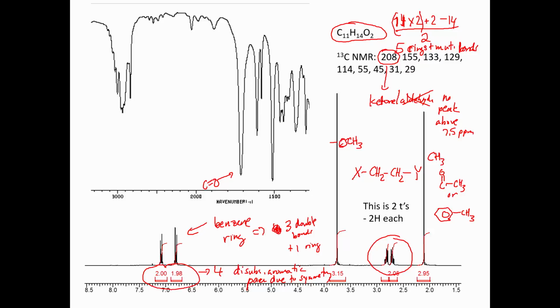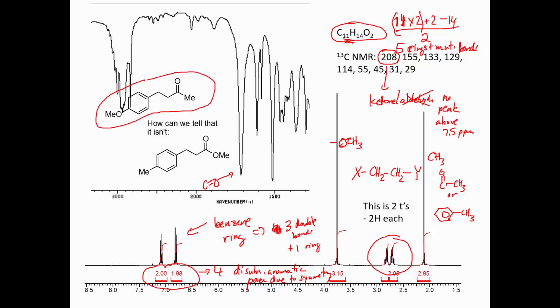All right, so there's a lot of evidence of symmetry. There's 11 carbons, but when we count carbons in the C13 NMR, 1, 2, 3, 4, 5, 6, 7, 8, 9, there's only 9, so there's got to be some symmetry in this molecule. So it's a para-substituted aromatic. It's got two CH2 groups adjacent to each other on its side chain. It's got an OCH3 and a CH3. When we assemble these, this is the only structure that fits.